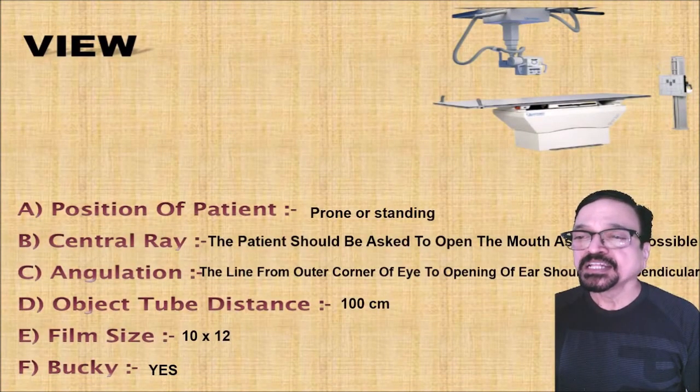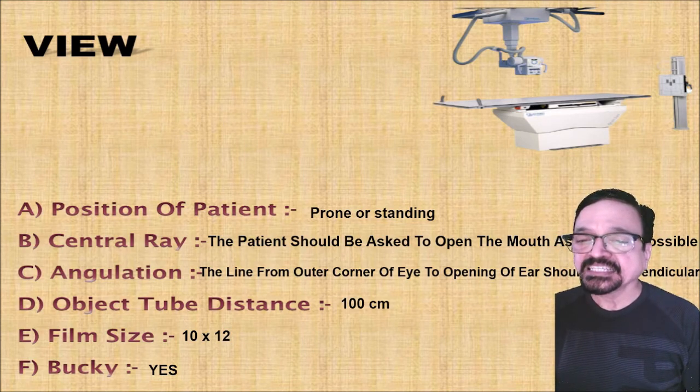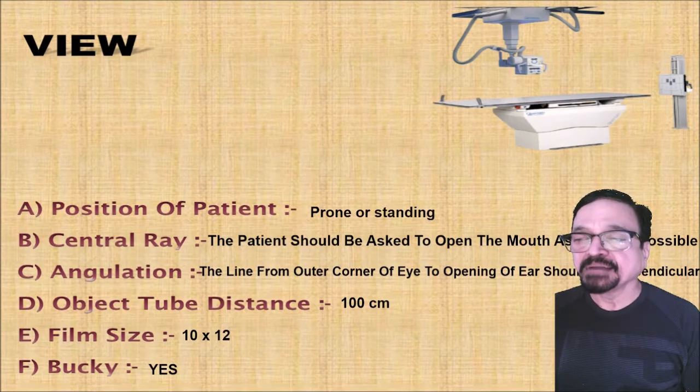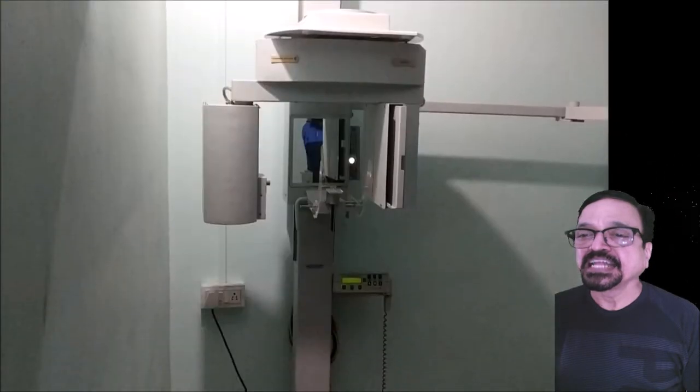Now this is the way in which we are taking it. The patient can be either prone or standing. Then the patient should be asked to open the mouth as wide as possible or clench it as per the indications. The line from the outer corner of the eye to the ear opening should be perpendicular. Distance 100, film size 10 by 12, Bucky yes. Now see, the angle is cephalad. Now we are talking of the mastoid by Schuller's method, that is lateral oblique.